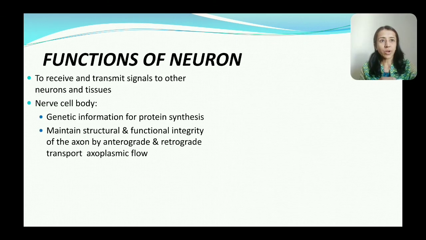Functions of neuron. An important function of the neuron is to receive as well as transmit the signal from one neuron to another. Also, the nerve cell body carries genetic information for protein synthesis. It has lost its capacity of cell division, so there is no information for mitosis. Neuron maintains structural and functional integrity of the axon by anterograde and retrograde transport.